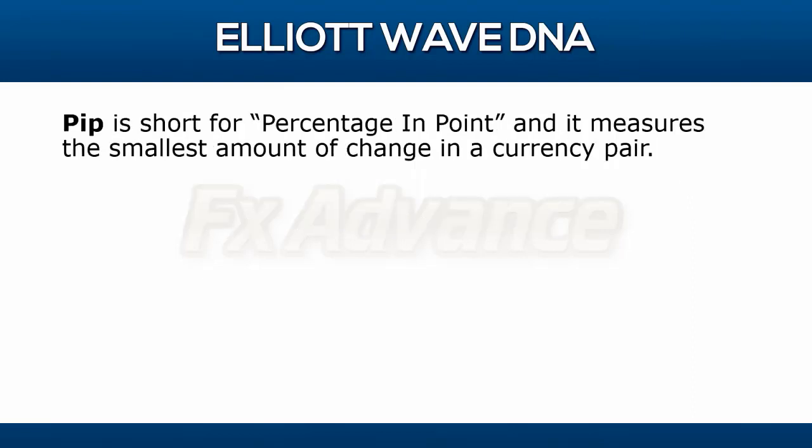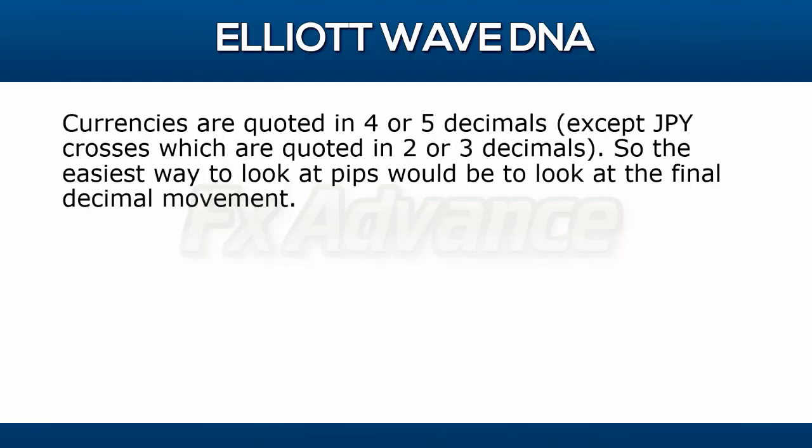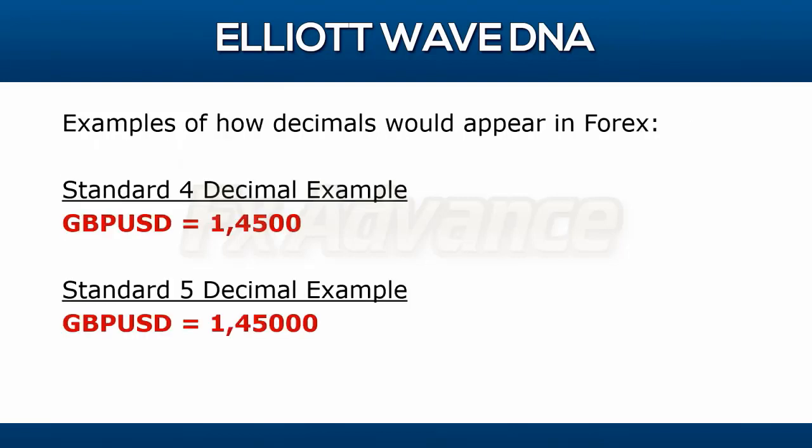Pip is short for percentage in point, and it measures the smallest amount of change in a currency pair. Currencies are quoted in 4 or 5 decimals, except yen crosses, which are quoted in 2 or 3 decimals. So the easiest way to look at the pip would be to look at the final decimal movement.